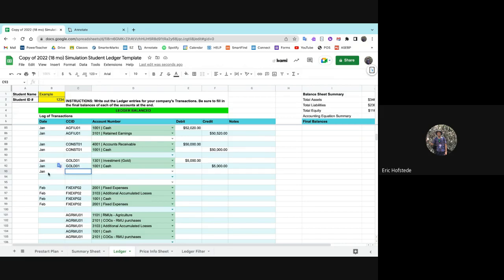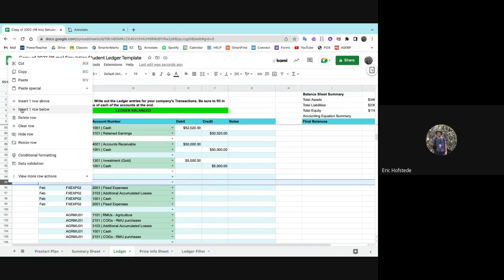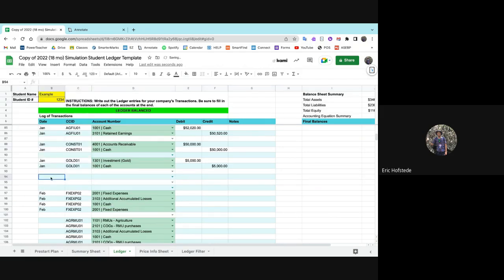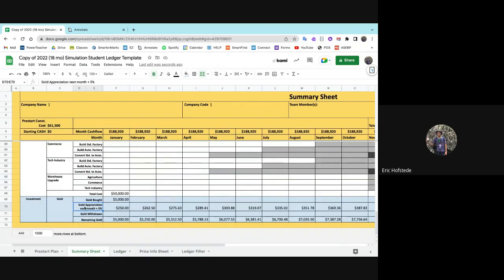Totally up to you. There's no right or wrong way to do it, but I'm going to leave myself a second category that's going to handle all of my gold appreciation and my interest. So I'm going to call this gold appreciation, and it's happening in January. This is the category that I'm just creating right now to account for my gold appreciation. So we need to have this $250 accounted for.